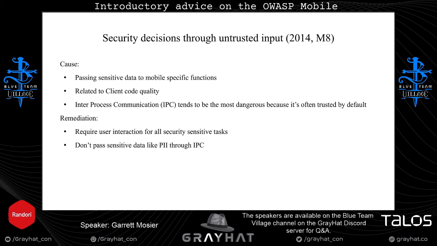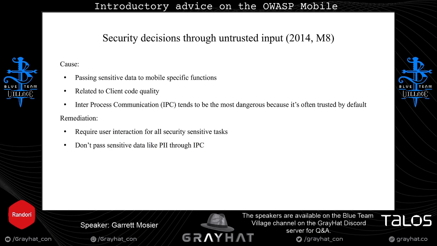Next up, we're going to be talking about security decisions through untrusted input, which is number 8 on the 2014 list. This is pretty similar to client code quality, which we were talking about before. And it's primarily about passing in sensitive data to mobile-specific functions. The list specifically calls out inter-process communication, and that is very dangerous because it's often trusted by default. You very rarely know exactly where the data came from, if it does come through IPC, or if it's been modified at all. So you want to be particularly careful about that.